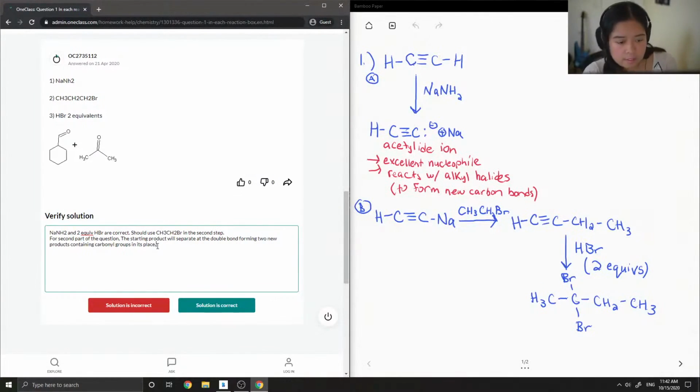Okay, so I just said the sodium amide and 2 equivalents HBr are correct. You should use CH3CH2Br in the second step. For the second part of the question, the starting product will separate at the double bond, forming 2 new products containing carbonyl groups in its place.